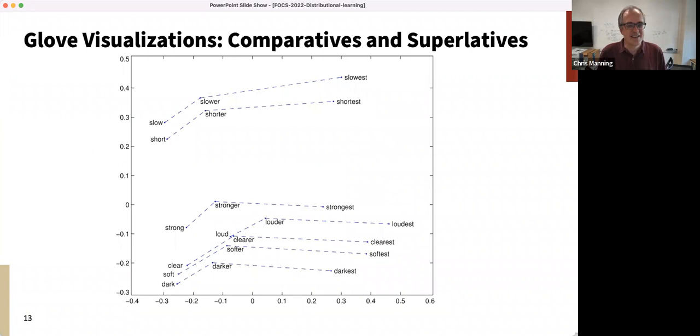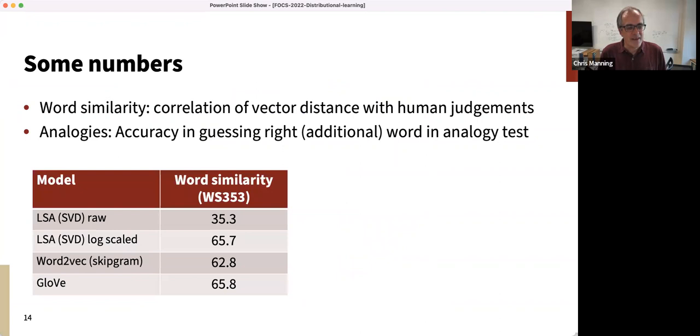And so that all works great. In fact, what you can find is that, in terms of word similarity, a nicely scaled SVD just works fine. It doesn't actually work any worse than these methods that were come up with later, but there actually is a gap. And I think the rest of this gap is still incompletely understood.